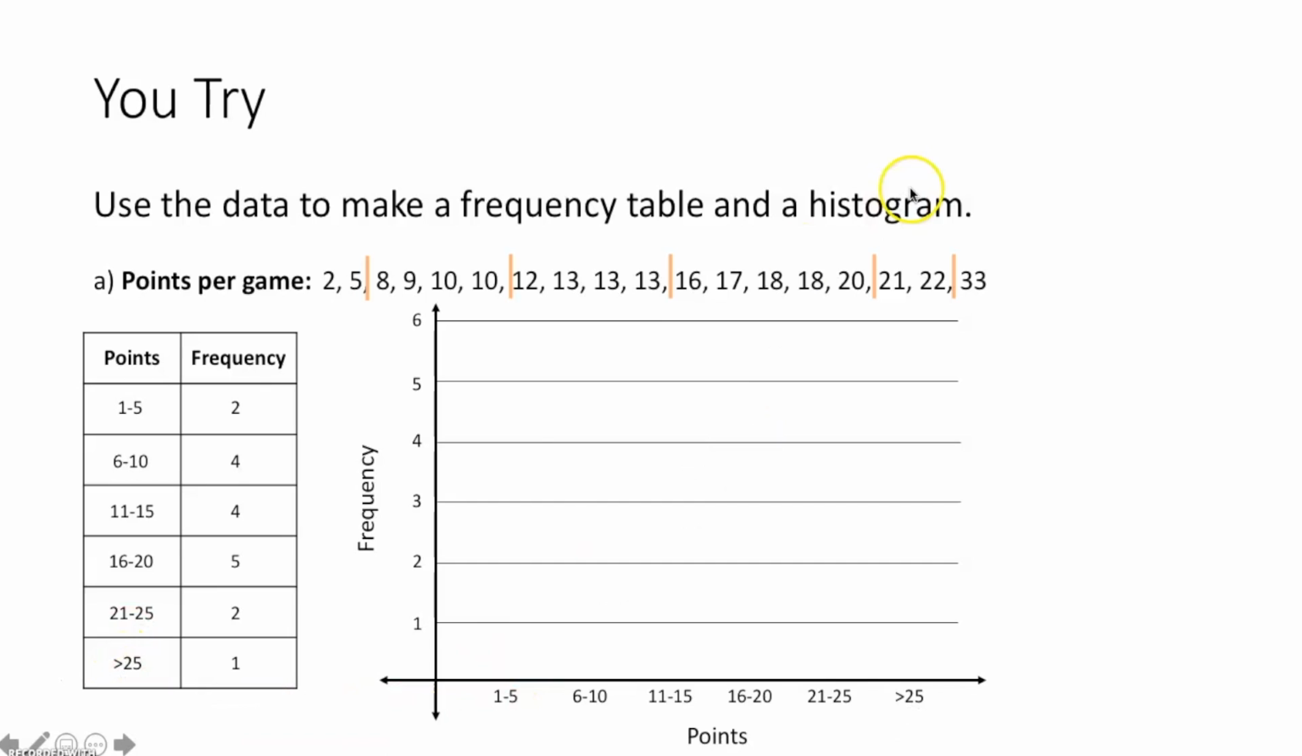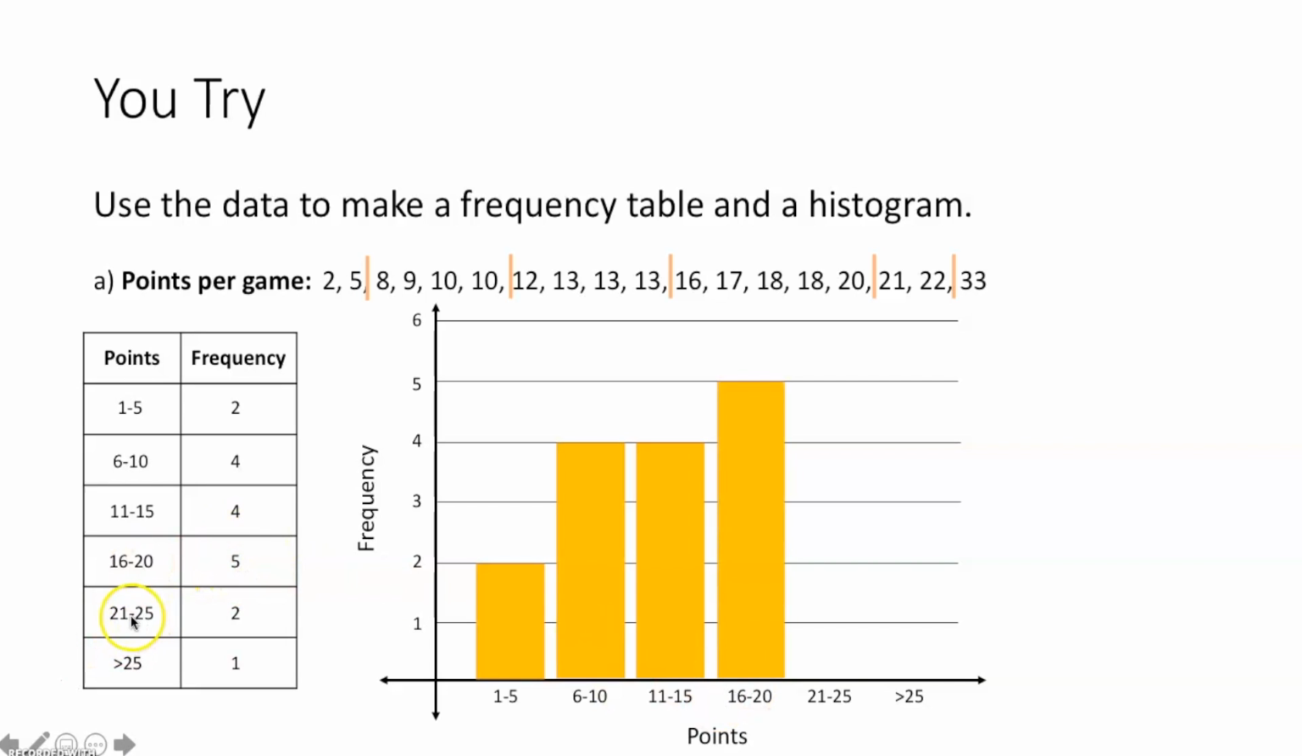Then for our histogram, all we have to do is make a little rectangle that goes up whatever the frequency is for that given interval. So our frequency is 2 for the first interval, so we go up to 2. Boom. Our interval from 6 to 10, our frequency is 4, so we go up to 4. Then from 11 to 15, our frequency is 4, so we go up to 4 again. From 16 to 20, our frequency is 5, so we go up to 5. Then from 21 to 25, our frequency is 2, so we go up to 2. And then anything greater than 25, our frequency is 1, so we go up to 1. And that's it. You did your histogram.